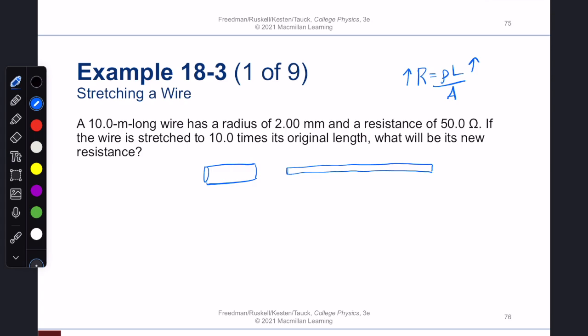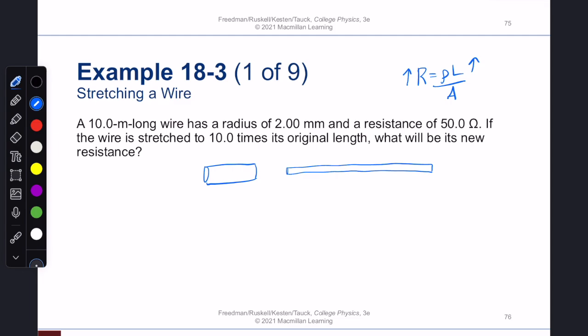Think of it as a can of Play-Doh, right? You empty out the can of Play-Doh and it's like a little short, squat cylinder. And then you roll that Play-Doh out into a snake, and the length of the Play-Doh changes. It increases, obviously, right? If you're rolling it out as a snake, the cross-sectional area decreases. But by how much? We need to figure that out.